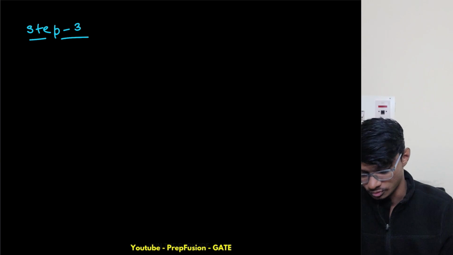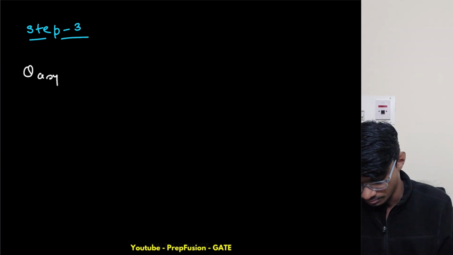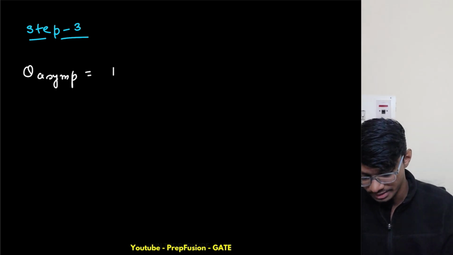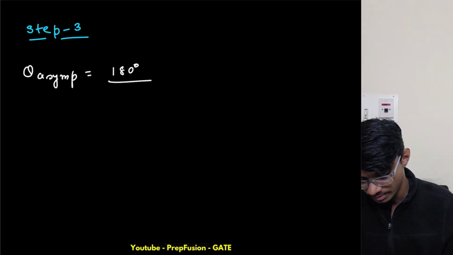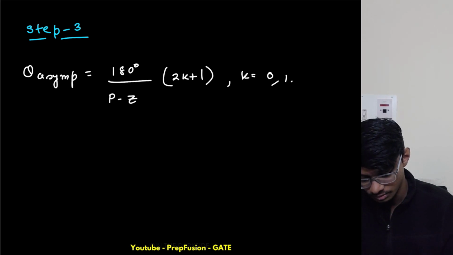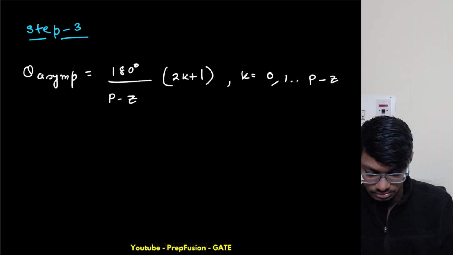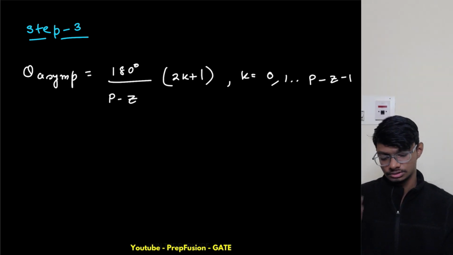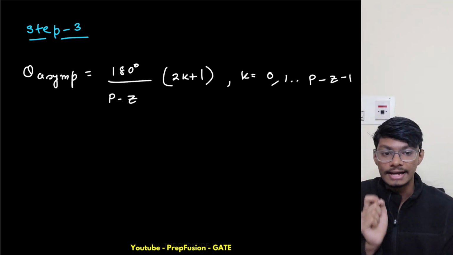Basically finding theta asymptote. What was the formula for it? It was 180 divided by P minus Z, into 2K plus 1, where K belongs to 0, 1, up to P minus Z minus 1. So this is what my theta asymptote is.